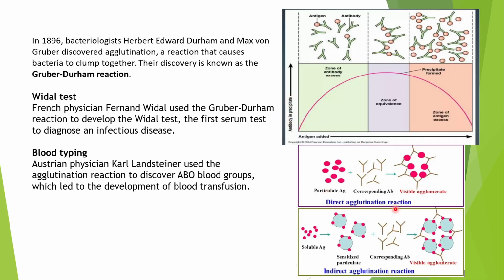Then there is also direct agglutination reaction and indirect agglutination reaction. In the direct agglutination reaction, a particulate antigen corresponding with its antibody will form a visible agglomerate. This type of clump is called an agglomerate, and this is direct agglutination. However, when the antigen is soluble, it is sensitized to a particulate, and then it binds to its corresponding antibody to form a visible agglomerate. Because this is particulate, it can easily form the agglomerate by binding to the antibody. If it is a soluble antigen, it needs another particulate to be able to attach to an antibody to form the agglutinations. This is the indirect agglutination reaction.